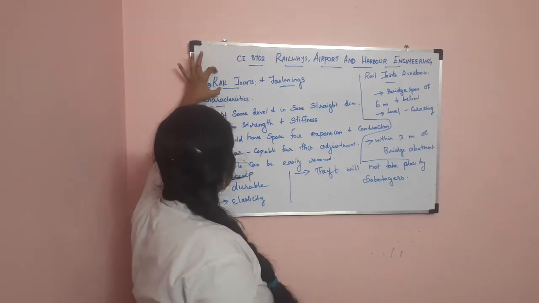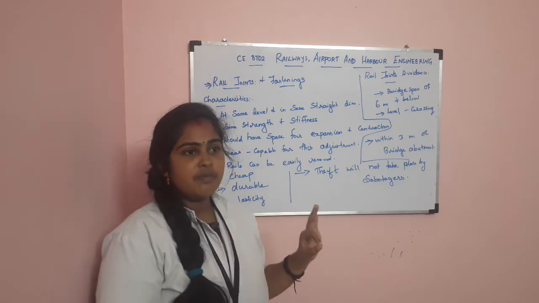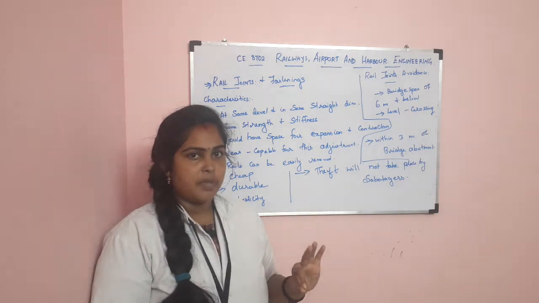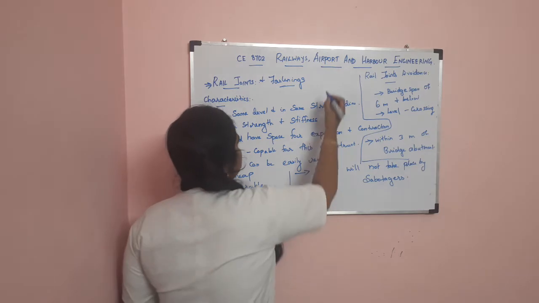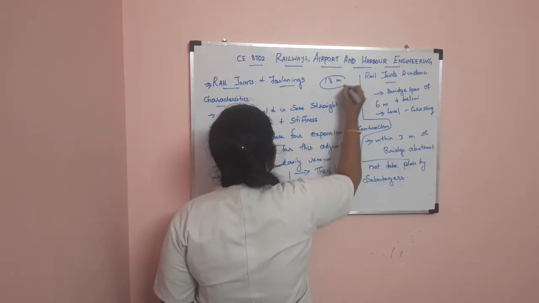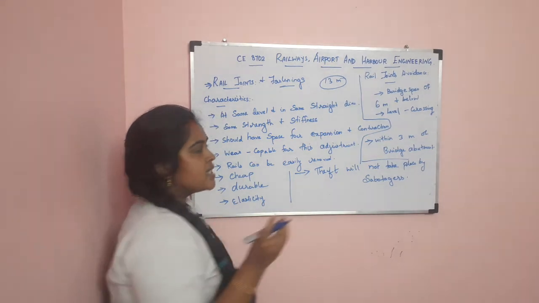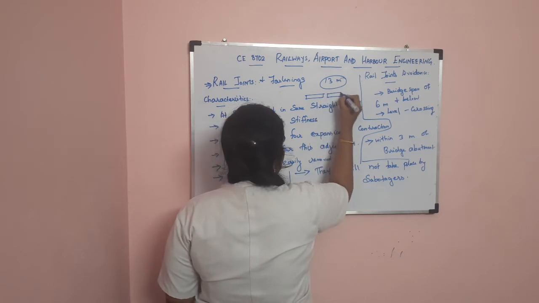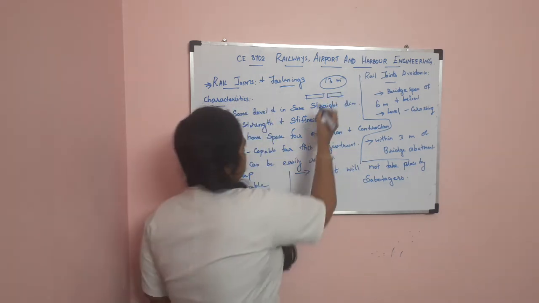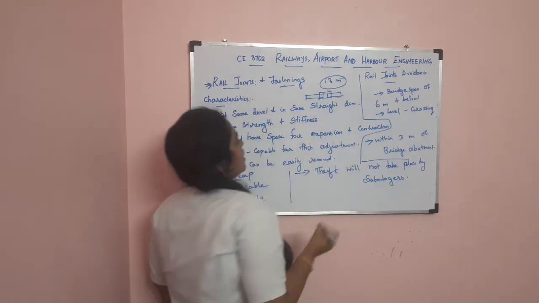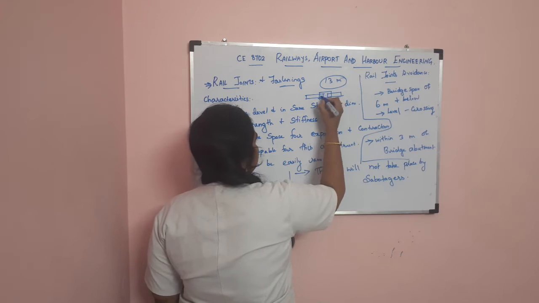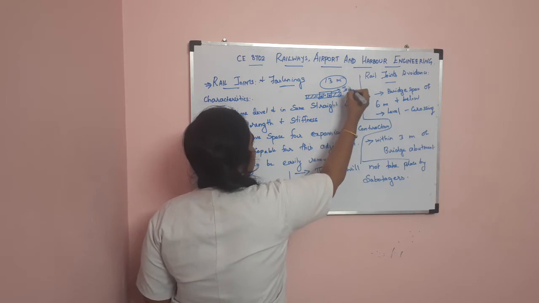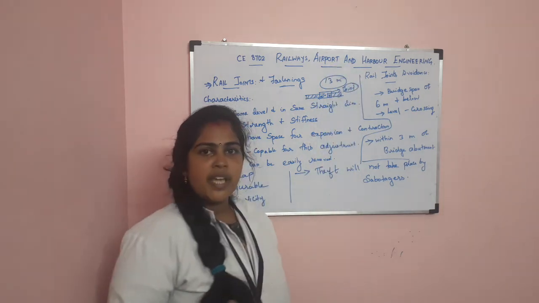So first of all, what is a rail joint? When we are connecting two rails, a joint will be formed. What is the standard length of the rail? The standard length of the rail is 13 meter. So when we are connecting two rails, a joint is formed. For connecting two rails, we must require a joint. So these are the rails, this is the joint. You all know the joint is the weakest portion of any section.